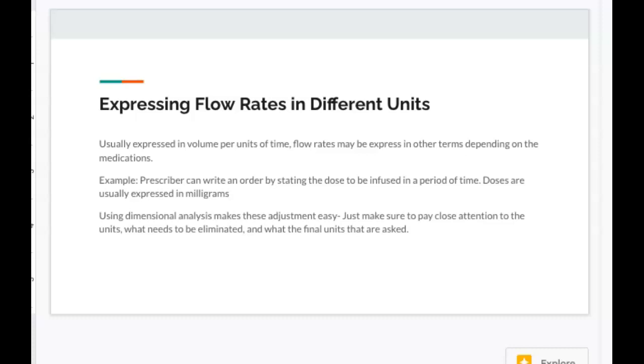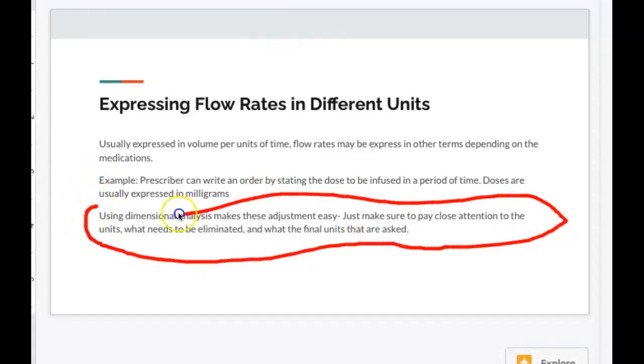So sometimes you're going to have to figure out dose instead of volume. The thing is, and I said this before, if you're using dimensional analysis, it makes the adjustments easier. Just make sure you pay close attention to the units and what needs to be eliminated and what the final units are asking for. If you do your dimensional analysis, you shouldn't have to memorize any other formulas. There's no formula requirement. So let's take a look at a problem such as this.